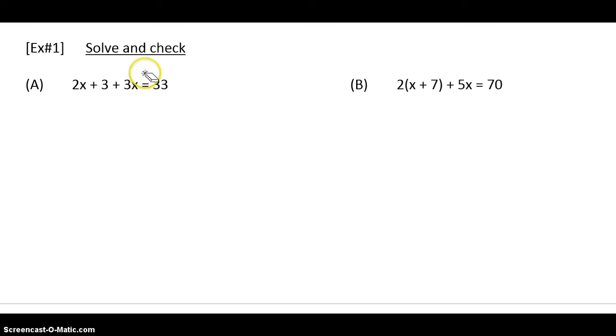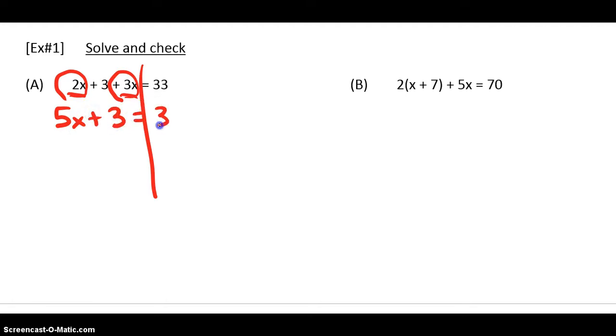So like always, we want to find the equal sign. And if you look on the left-hand side, we have 2x plus 3 plus 3x equals 33. So the first thing we want to do is clean up both sides of the equation if necessary. Just like you would have done the other day, you take the 2x plus the 3x, which should give you 5x, plus 3 equals 33.